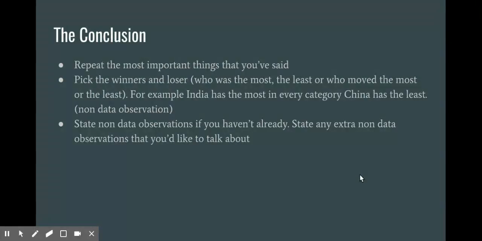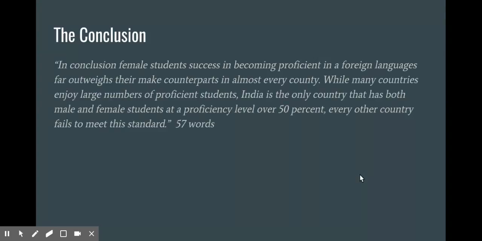If you have not already made non-data observations, make sure you put at least 1 in the conclusion. And if you have any extra non-data observations that you'd like to talk about, obviously it's the conclusion, so it's your last chance to do it. So get them in there. I'm going to put 1 in there. And so here's my conclusion.